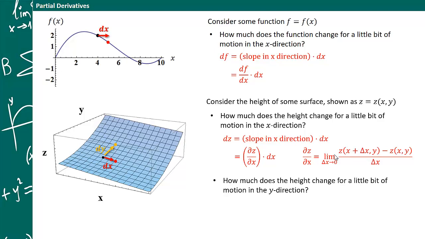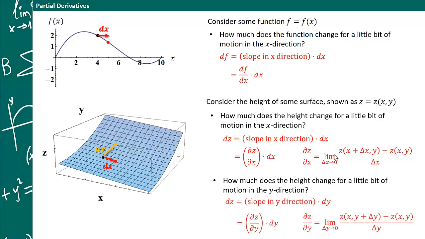Of course, I can do something similar for the y direction. I could ask how much does the height change for a little bit of motion in the y direction? And the result is something similar, that the little bit of height change for motion in the y direction is the slope in the y direction times a little bit of distance in the y direction, or partial z partial y times dy, where partial z partial y is the same thing that we had for partial z partial x, but now we're moving in the y direction instead of the x direction.